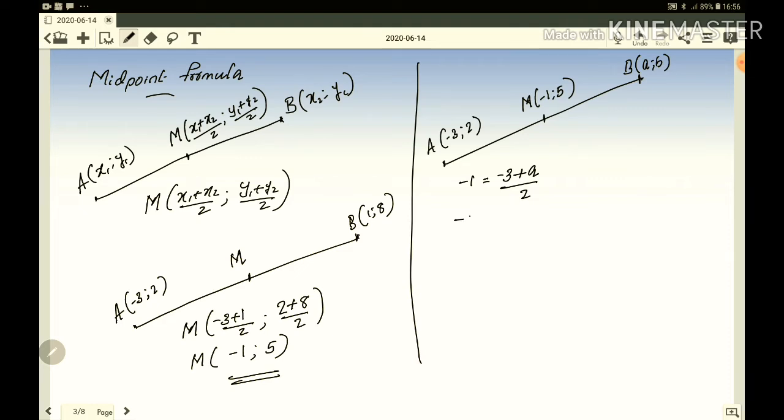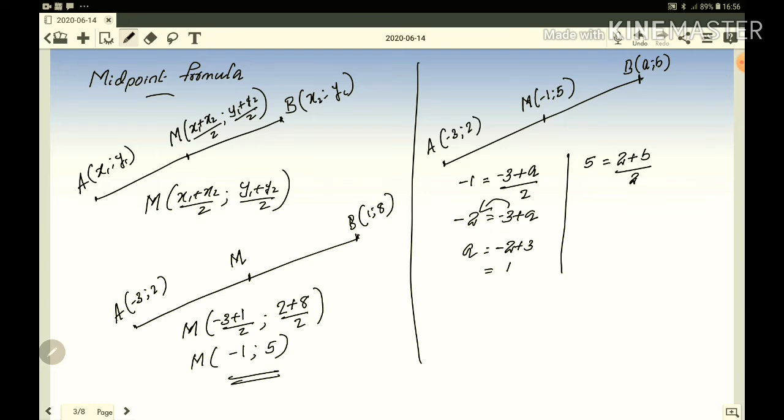Cross multiply, that is going to be -2 is equal to -3 plus a. Therefore, a is equal to -2 plus 3. -3 goes to the other side, plus 3, you know that. It's going to be 1. We got it. Similarly, the y value of the midpoint is 5, right? How did you get 5? The y value of A, that is 2, plus the y value of B, that is small b, divided by 2.